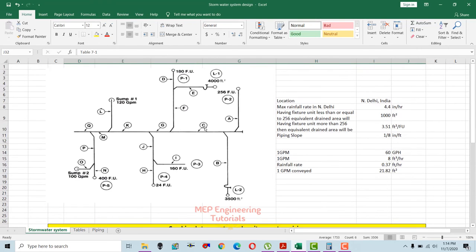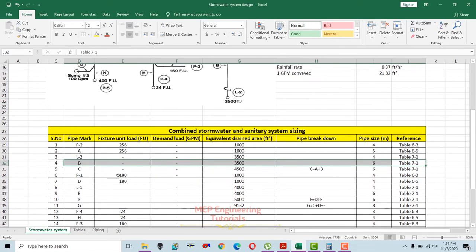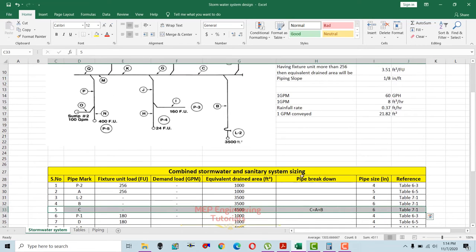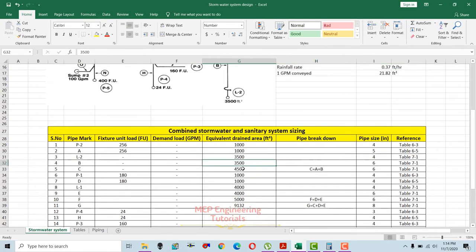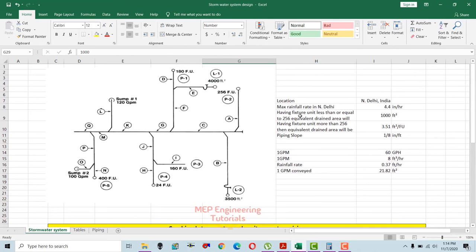Now if you see section C, it is the sum of the flow from point A and B. That's why I have written here C equals A plus B. Now if you check, the drained area at point A is 1000 square feet. We already converted 256 fixture units to 1000 square feet, and this other one is already in square feet, equivalent drained area. So the total will be 4500 square feet at point C. How we get 256 fixture units equal to 1000 square feet, we already talked about here.